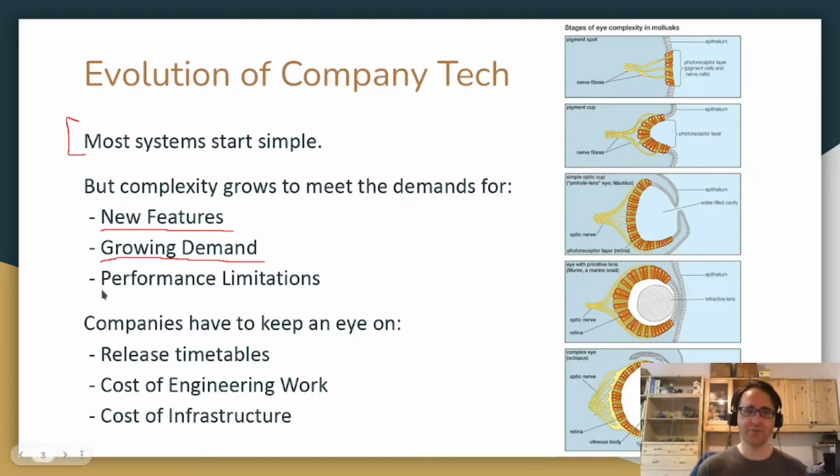Then, of course, there's performance limitations that are discovered of technologies or just based on physical limits, like how many I/O operations a database can perform per second. Of course, on the business side, companies have to keep an eye on a wide variety of additional factors. So they have to keep track of release timetables. When is something going to be out there? Now, your competition isn't necessarily going to wait for you.